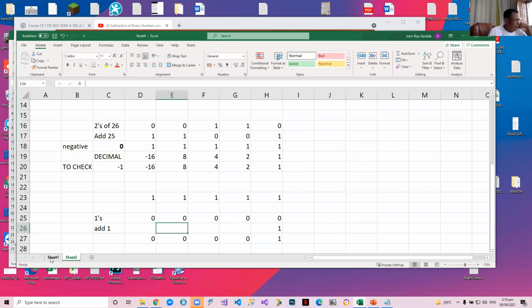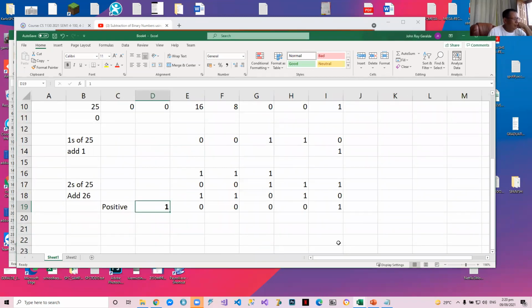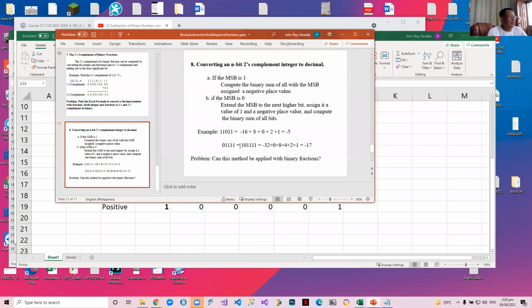Where's the first example? Is it this one? Ah, the one in the PowerPoint, sir. In the PowerPoint, okay. This one. Yeah, the one at the top, sir, 11011? Yes. When it's 2's complement, shouldn't the leftmost bit be 0? Not necessarily. Depending on the value.